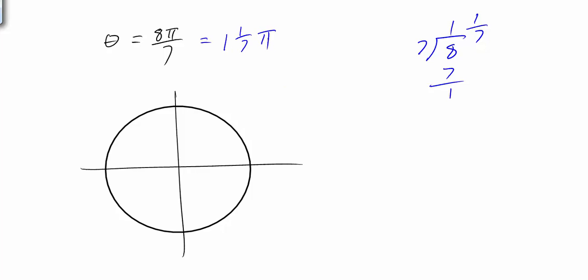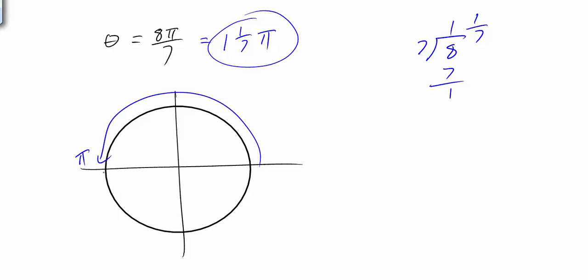So this is the same thing. Mentally, you may think of it this way. You're not normally going to write the angle this way. We're normally going to write it as 8 pi over 7. But if you mentally think of this as 1 and 1/7 pi, then we know that all the way over here is 1 pi, and then we need to go 1/7 more. So that tells us we're going to be here in the third quadrant for 8 pi over 7.